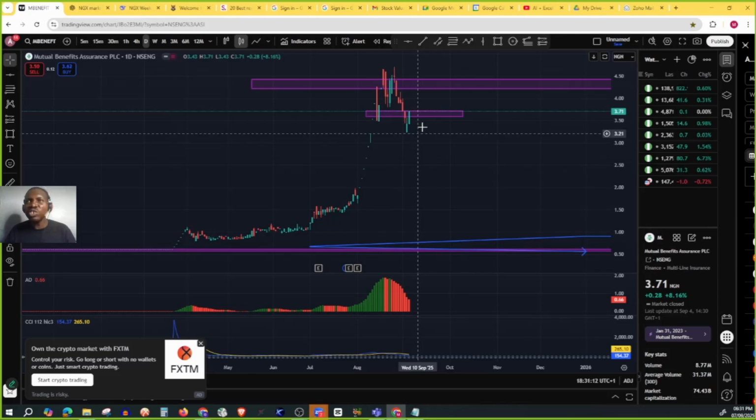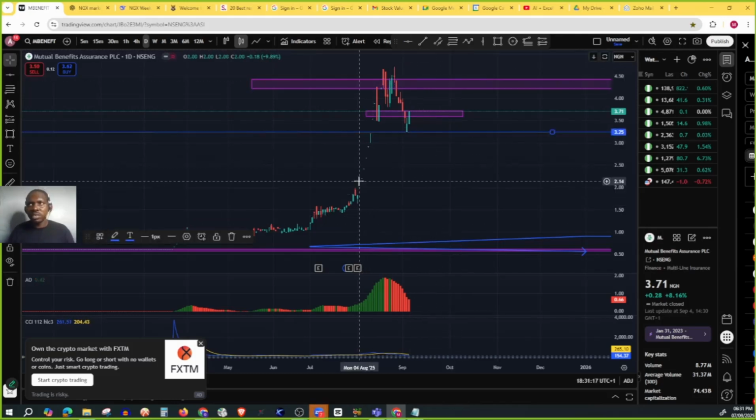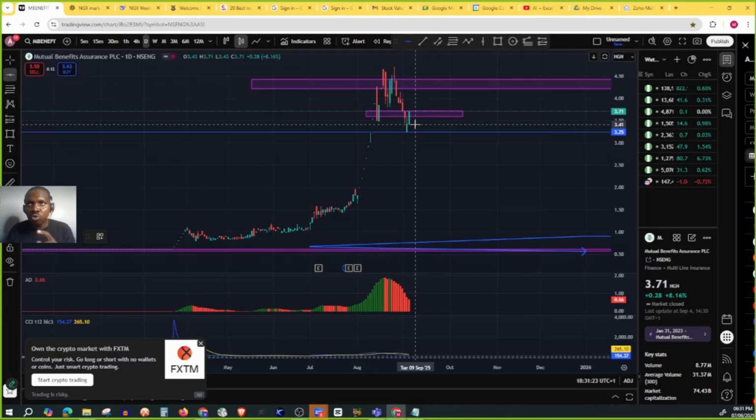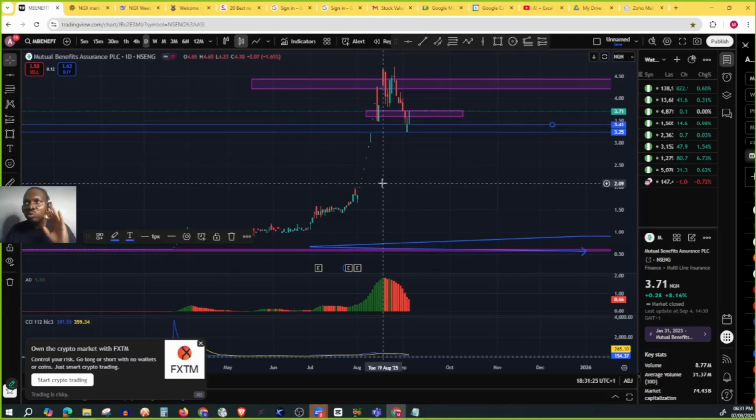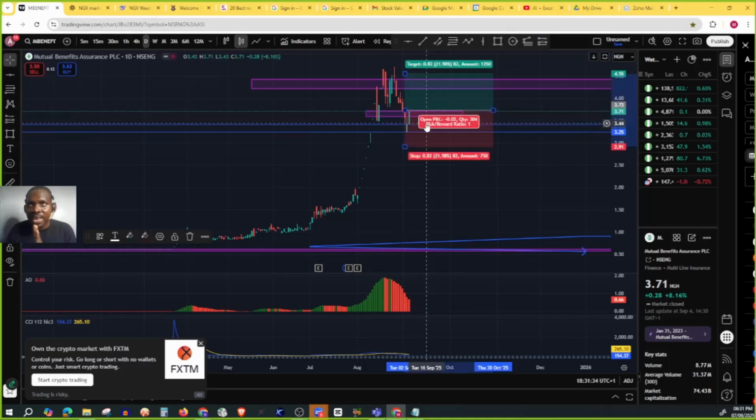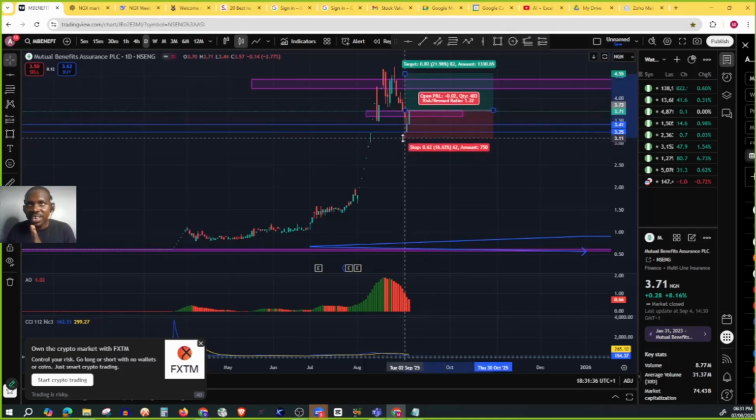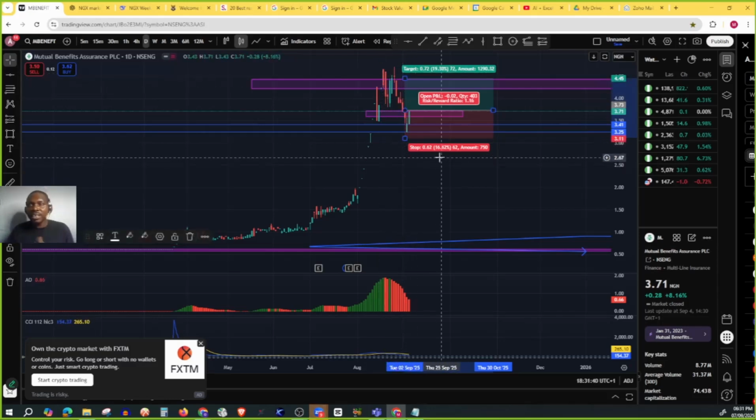So the best entry strategy for this particular stock is to look for entry around the low of this. If you can get Mutual Benefits at 3 naira 25 kobo, good. Next one, 3 naira 41 kobo. Well, you can buy here also. We just consider the risk reward, because if I buy here, my risk is here, my reward is somewhere around here. So this is more like risking 16% for 19%.